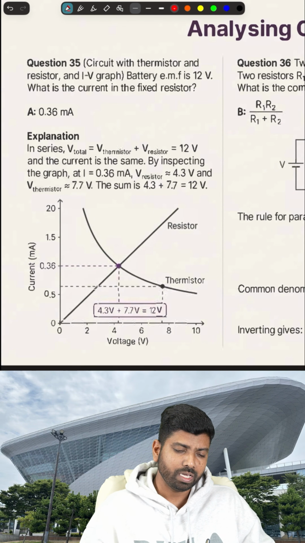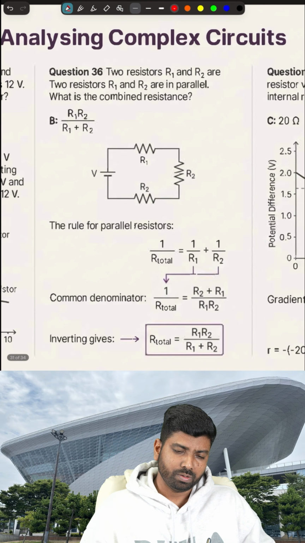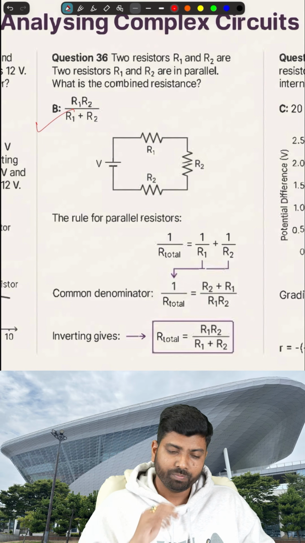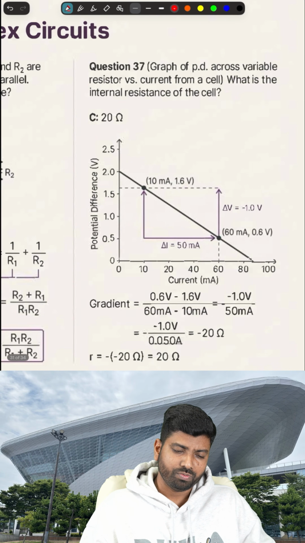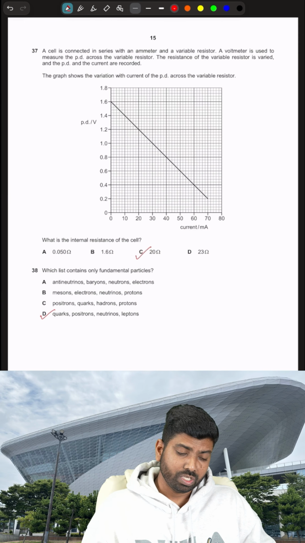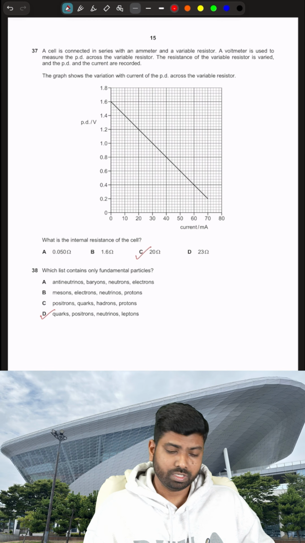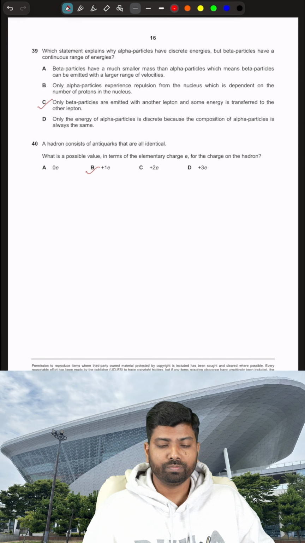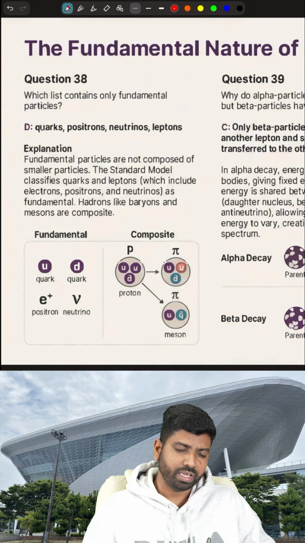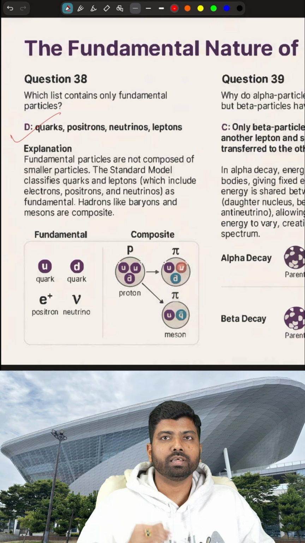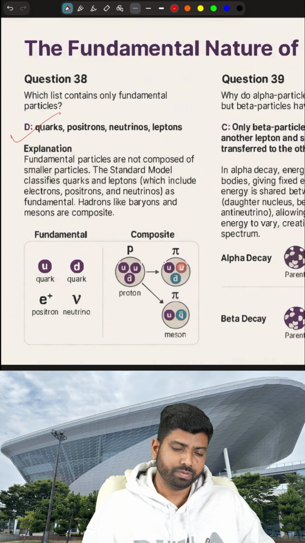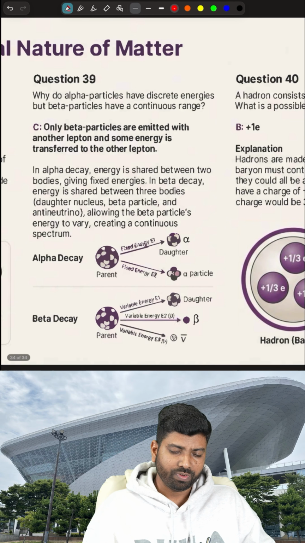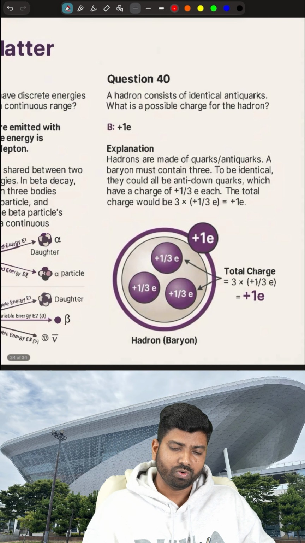Question number 35, option A. Question number 36, option B, right? Question number 37, option C is the right answer. Question number 37 and 38 are on the screen, 39 and 40 also. Question number 38 is from your quantum physics, so option D is the answer. Then the explanation I have already given here. And the same for question number 39 and question number 40, right?